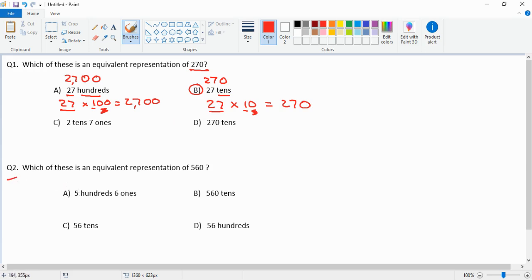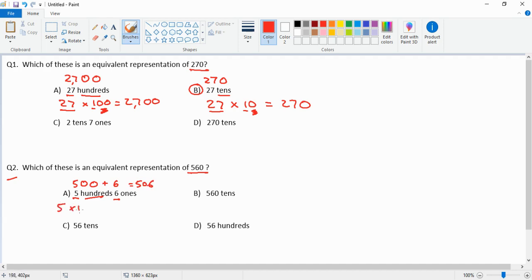Question 2. Which of these is an equivalent representation of 560? Similar type of steps with some changes. 5 hundreds, so copy the 5, swap the hundreds for two zeros. 6 ones, copy the 6, that's really the same as 6 times 1, which is 6. When you add those two together, you get 506, and that's not 560.